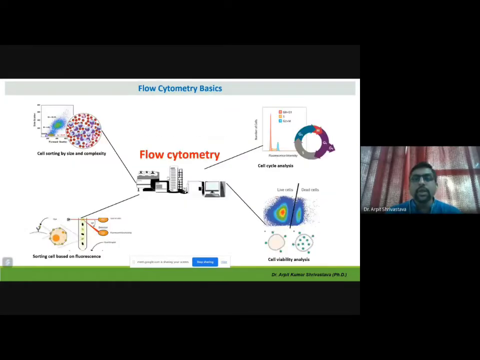But the basic point is that flow cytometry differentiates cells on the basis of size, complexity, and phenotypic characteristics. So broadly, flow cytometry is used in cell sorting on the basis of size and complexity, cell cycle analysis, cell viability assays, and cell cytotoxicity assays. And if cells are labeled with fluorescently tagged antibodies, it can be used for segregating desired cells on the basis of antigen-antibody interaction.